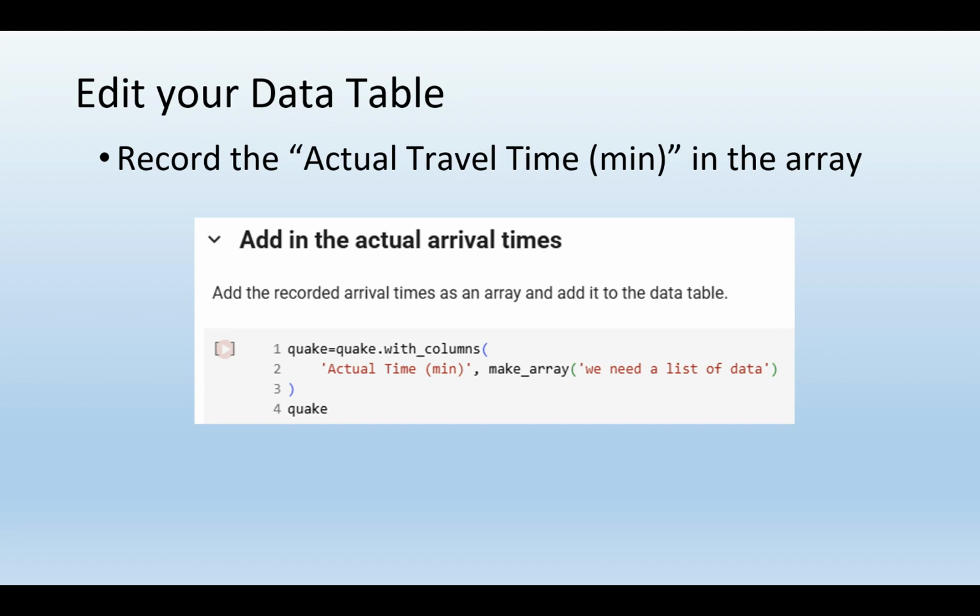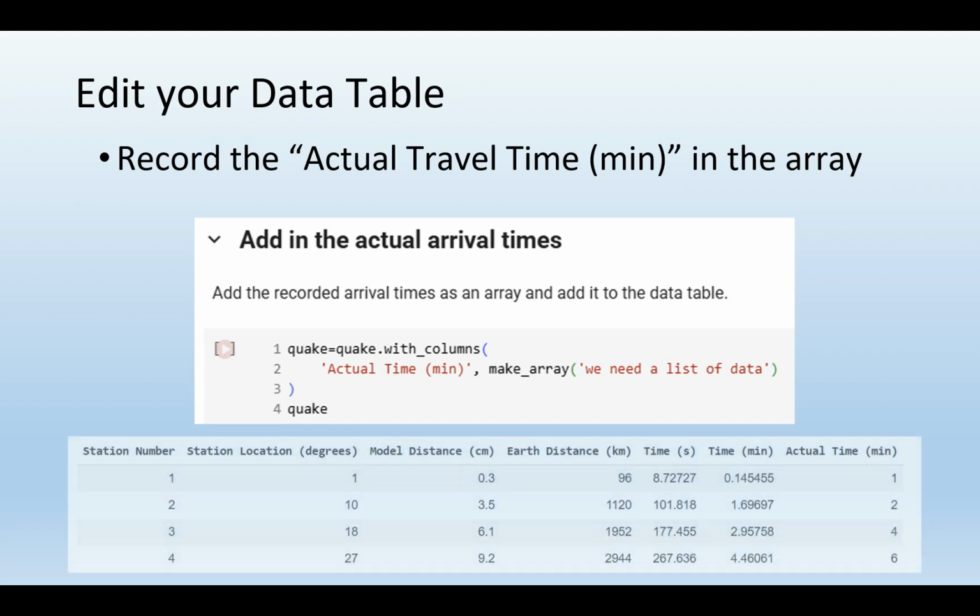So this is very, very similar to what we just did. We're going to add in those actual arrival times that we just read off of the record section. We're going to add this in as an array since it is data, and we have recorded that. So remember to get rid of the apostrophes and put commas in between each data point. You should have 17 of them. And with no errors, you should have a nice new data table that finally has all of the data that we need to do our analysis.